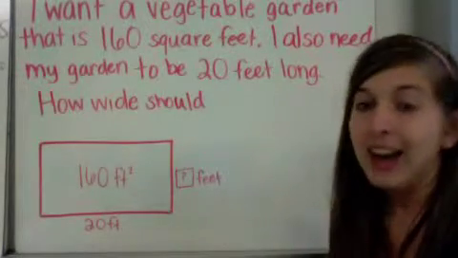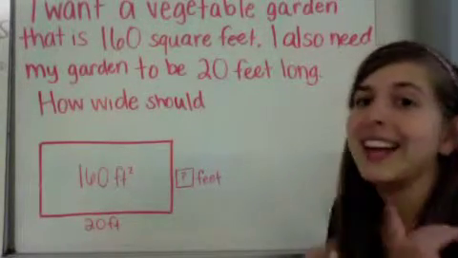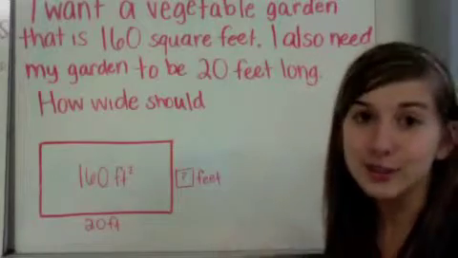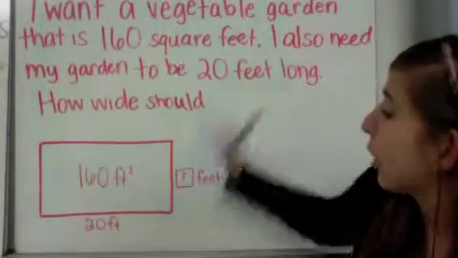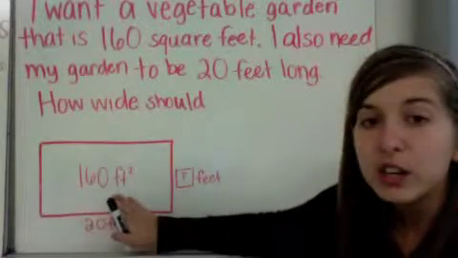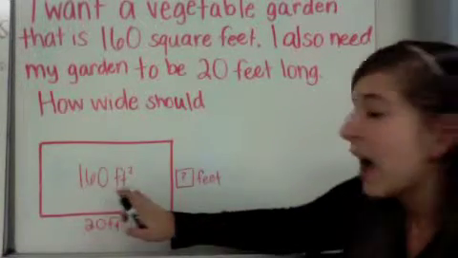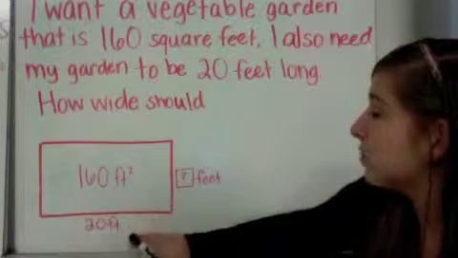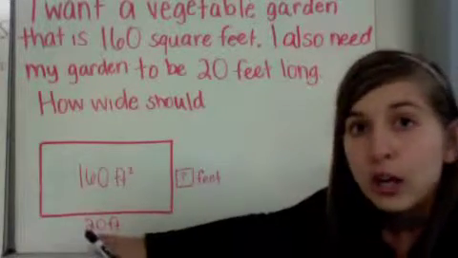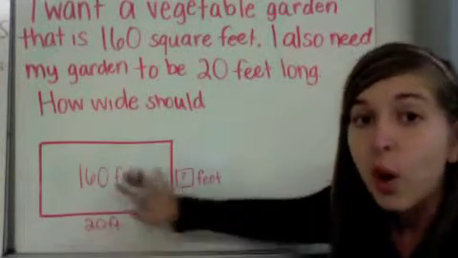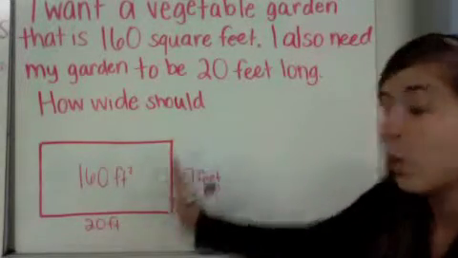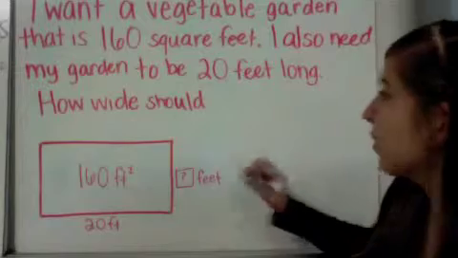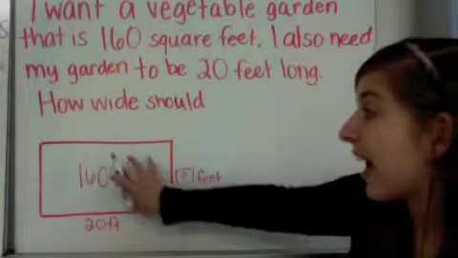Now, I really like to eat vegetables. I like carrots and cucumbers and all sorts of things, and I want to make a vegetable garden. I want my vegetable garden to be a total of 160 feet squared. I also need my garden to be 20 feet long. So if it's 20 feet long and the whole thing is 160 feet squared, what is my width going to be?